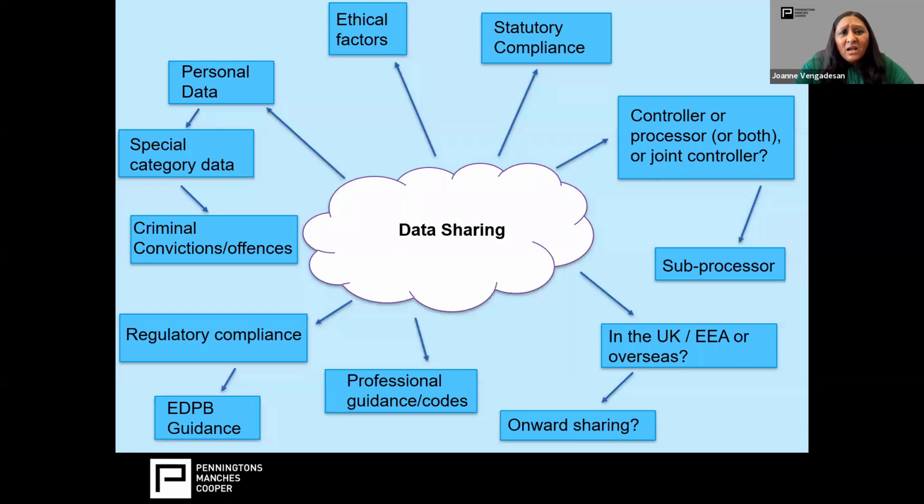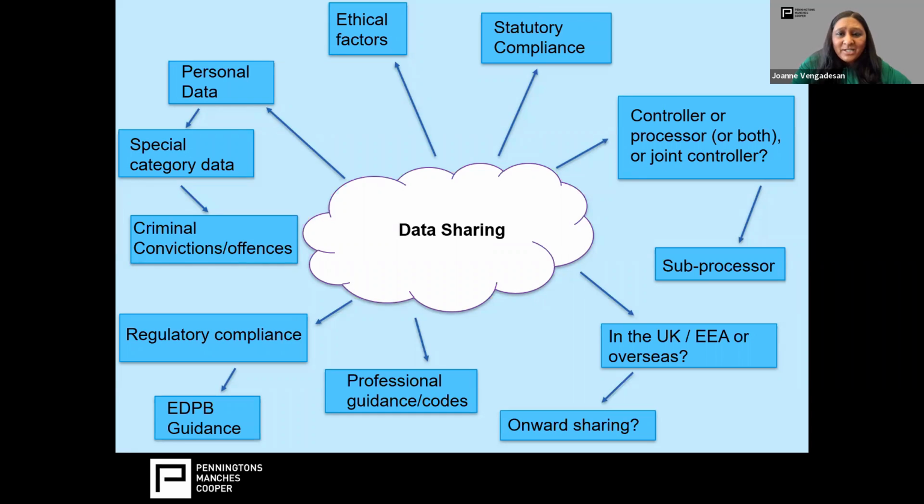In addition to that, there are various other factors that you need to think about. Statutory compliance. We've got the record keeping obligations that are provided for under the data protection regime, which need to be thought of. And if there is artificial intelligence that is being deployed as part of the data sharing, we need to think about ethical factors that are involved in the use of the data. Is it appropriate? So there's just a lot going on when you're trying to achieve your regulatory compliance.